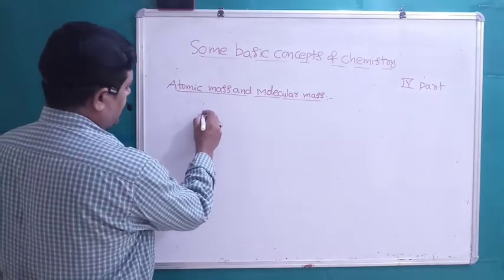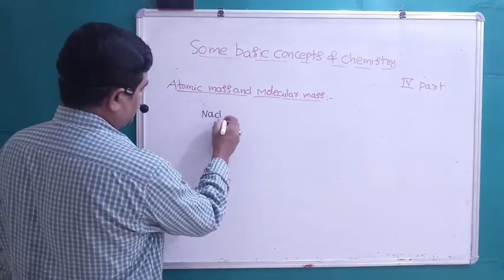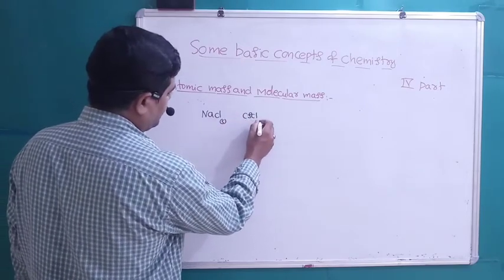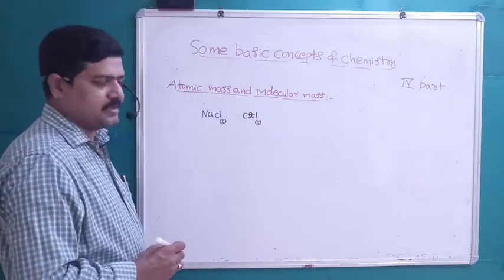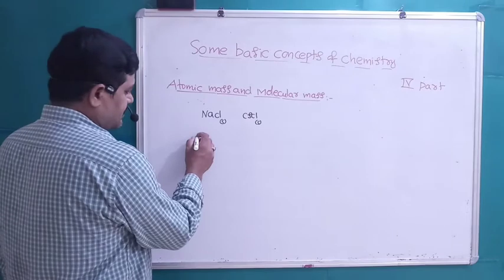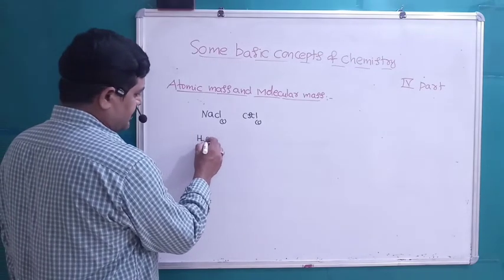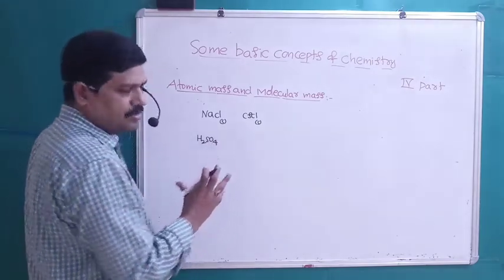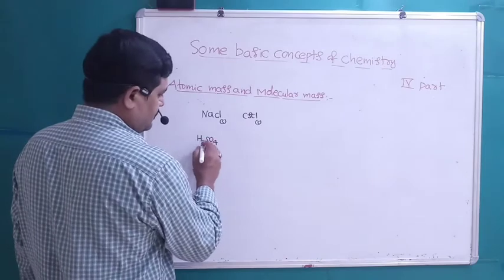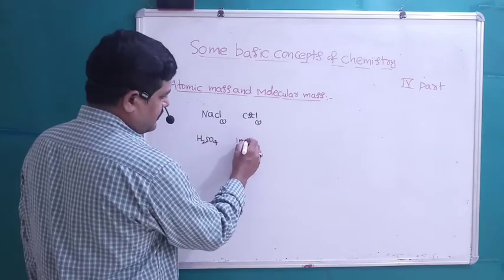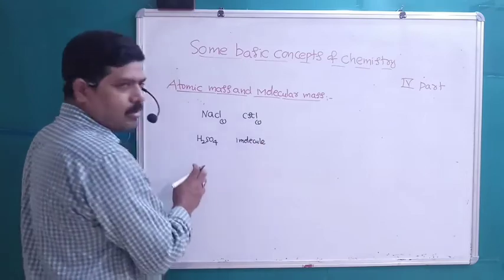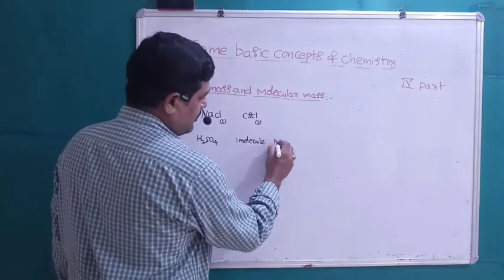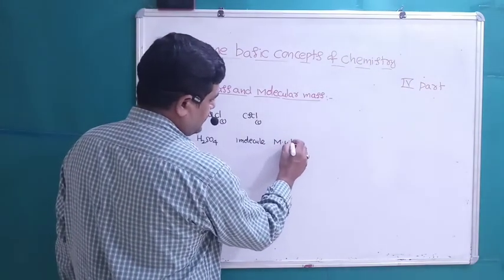Students, for an ionic compound like NaCl, CsCl, we should use formula mass instead of molecular mass or molecular weight. For example, sulfuric acid H2SO4, which is a liquid at room temperature, the smallest unit of sulfuric acid is one molecule, right? So in these types of compounds we can use molecular weight.